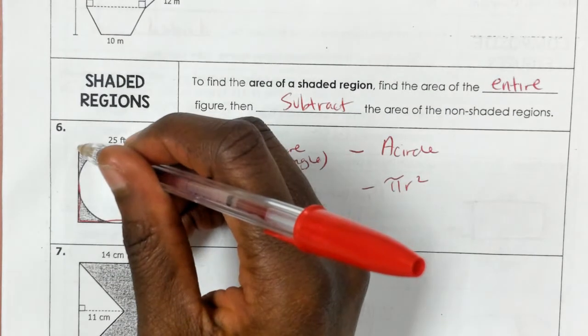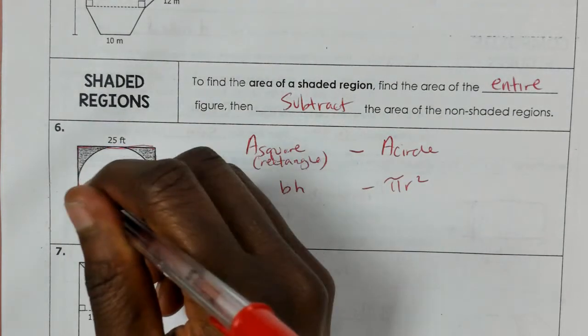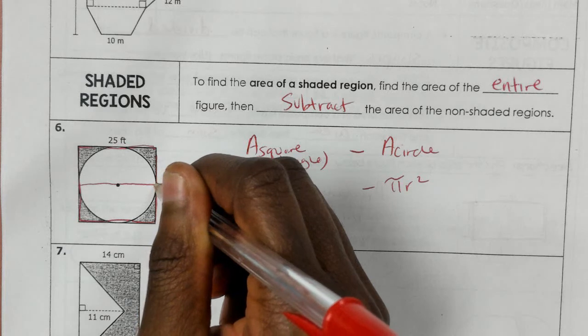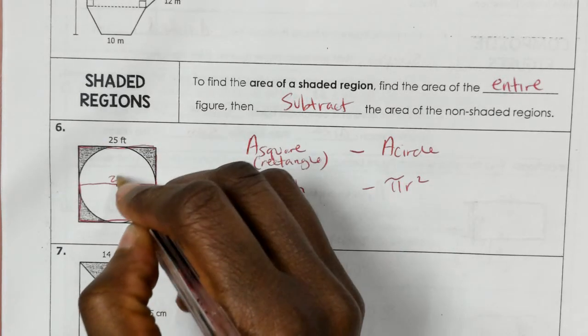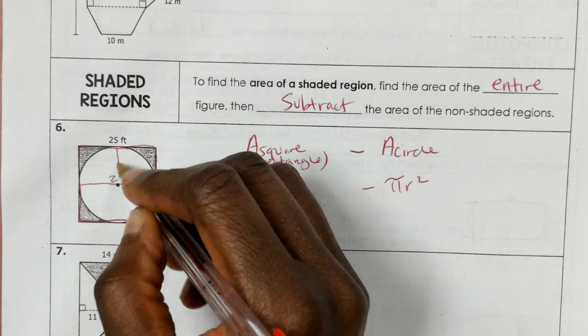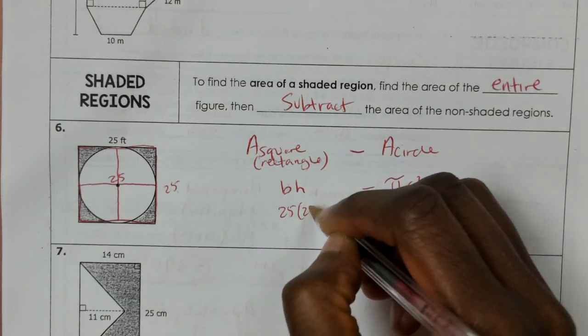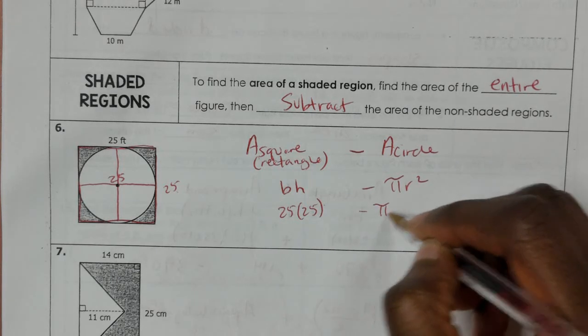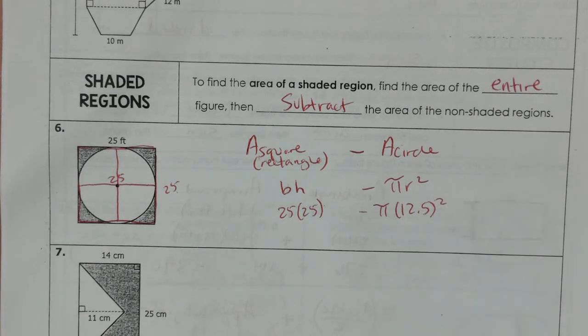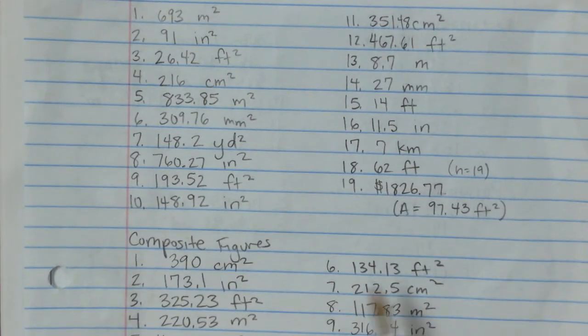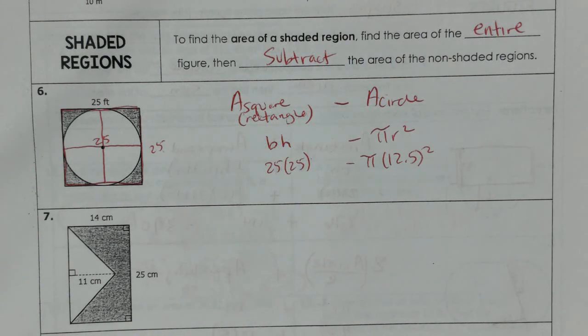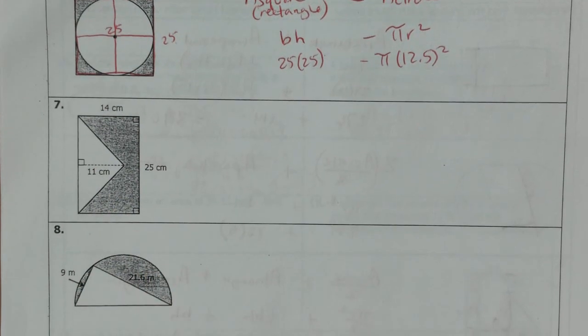Okay, so this is a square, and I know that because this is a diameter, the 25, and the diameter of the circle doesn't change whether you go that way or you go this way. It's also 25. So these are both the same. And then the radius would be half of the diameter, so it's 12 and a half. So then you're just solving from there. So those are the answers for this part. So I'll let you try these 6 through 9, but that's the gist of this section. You're going to be taking shapes and subtracting out other shapes.